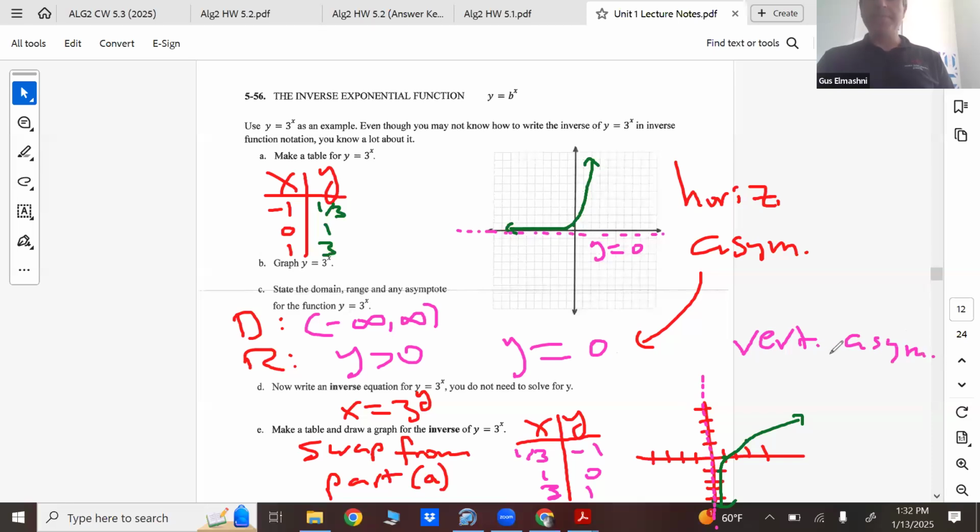The domain and range will swap. So the domain is going to be 0, infinity, and the range is going to be all real numbers. Wait, if it can be any value, what do you do for interval notation? Negative infinity to infinity. You use parentheses, because infinity is an abstract concept. We don't know what it is. And zero's not included.